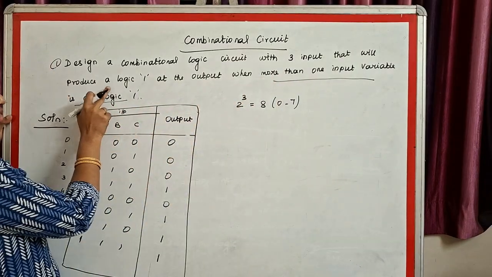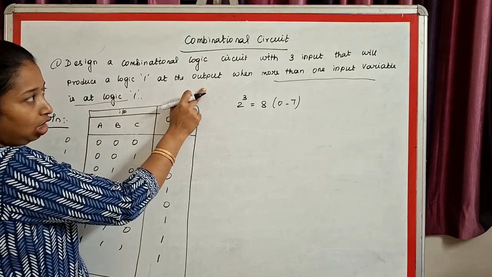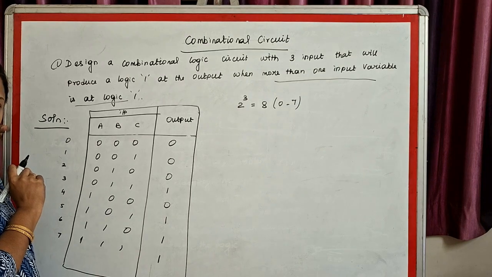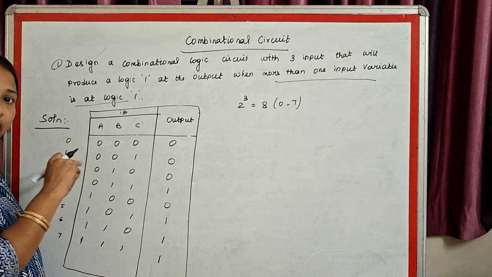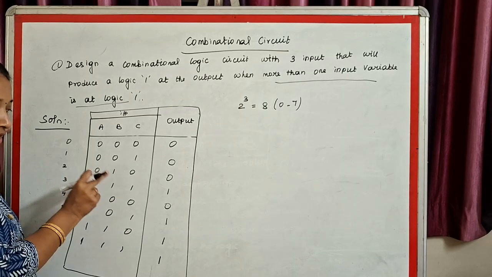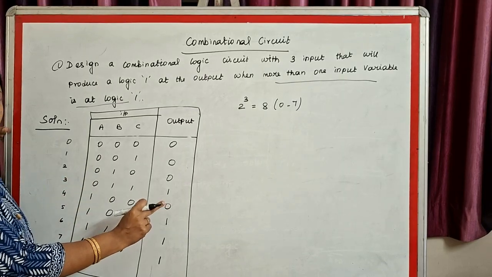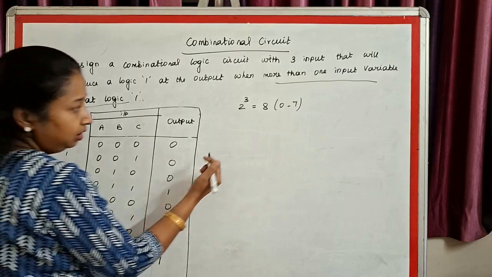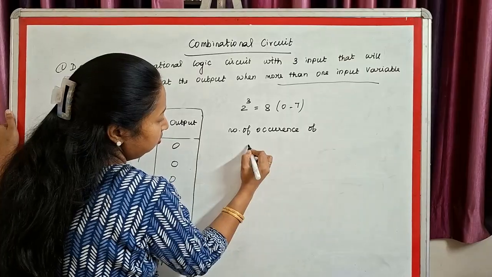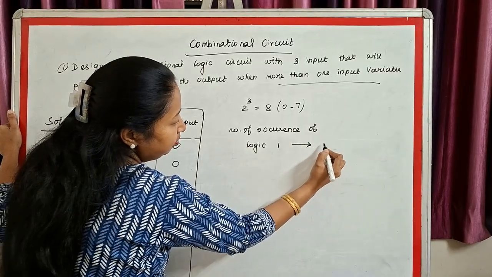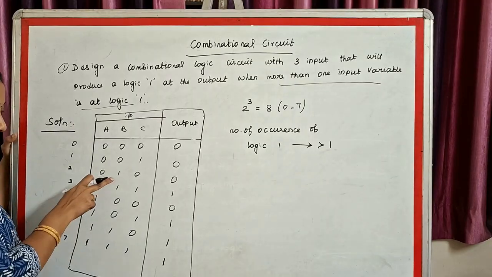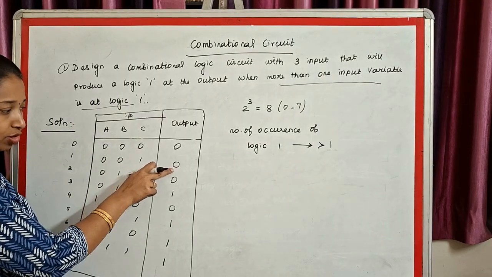Here they have mentioned that you will get a logical 1 at the output when more than 1 input variable is at logical 1. What does it mean? If you have more occurrences of 1, then only for those numbers will your output be 1. The number of occurrences of 1 should be greater than 1. Here, the occurrence of 1 is only one time, so the output is 0.